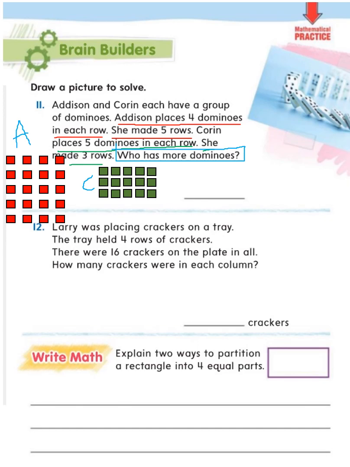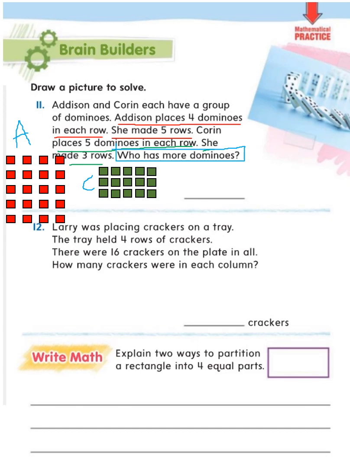Now let's go down to look at number 12. Larry was placing crackers on a tray. The tray held 4 rows of crackers. There were 16 crackers on the plate in all. How many crackers were in each column? Ooh, okay, you're going to have to think about this one. These are brain builders. So I'm going to let you do that one as part of your work. And then look at the bottom.